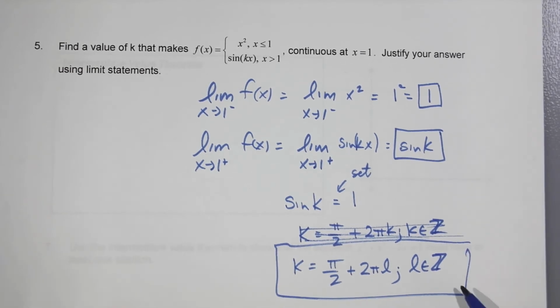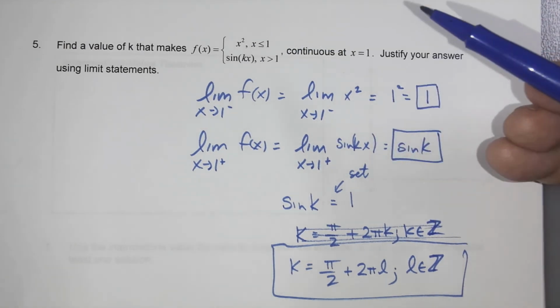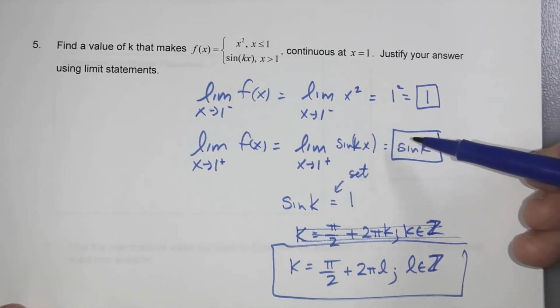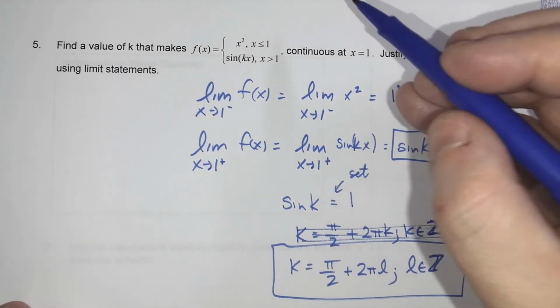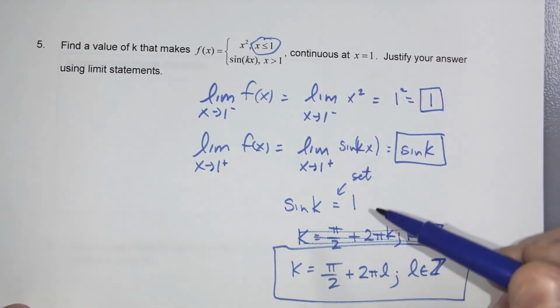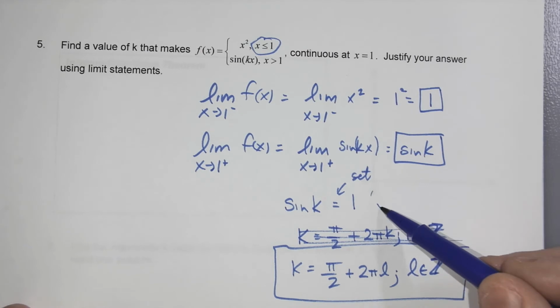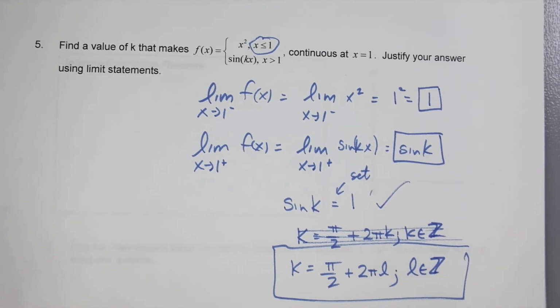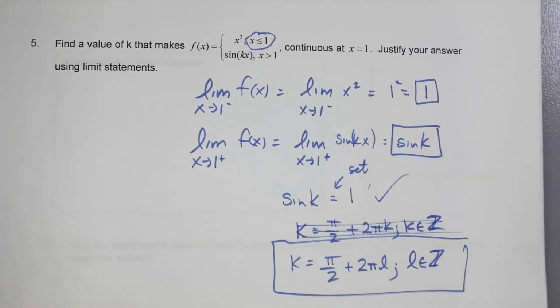But at any rate, this will force the output to be 1, and we did this by making the limit exist, and this makes sure that the functional value exists, and by setting them equal, we have made sure that they're equal to each other. So we have justified the continuity.